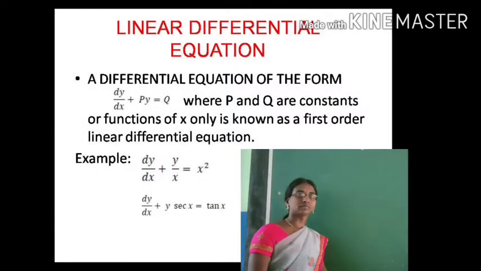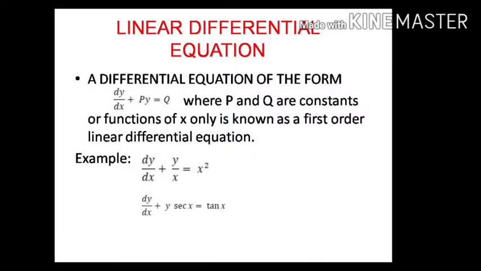Linear differential equation. A differential equation of the form dy by dx plus py is equal to q, where p and q are constants or functions of x only, is known as a first order linear differential equation. You can observe these examples. dy by dx plus y by x is equal to x square.